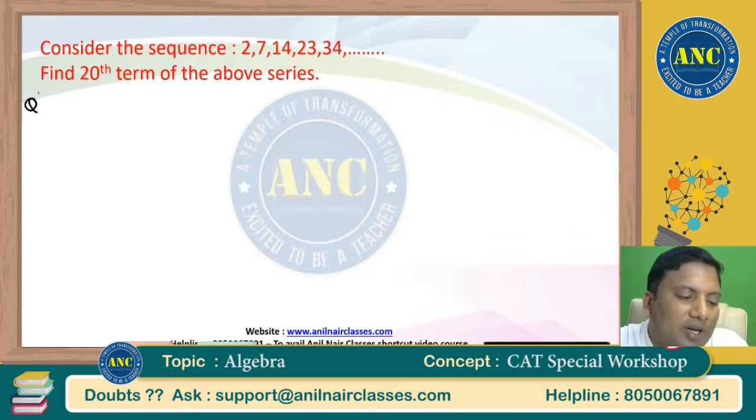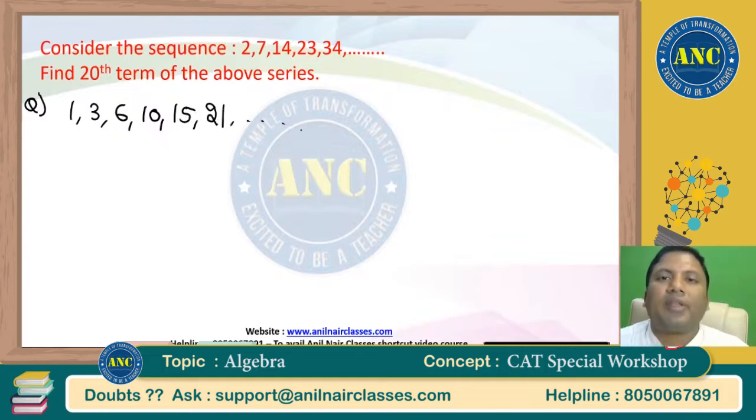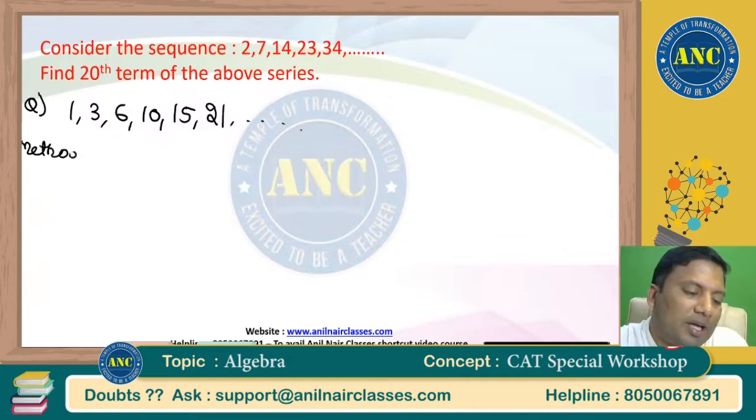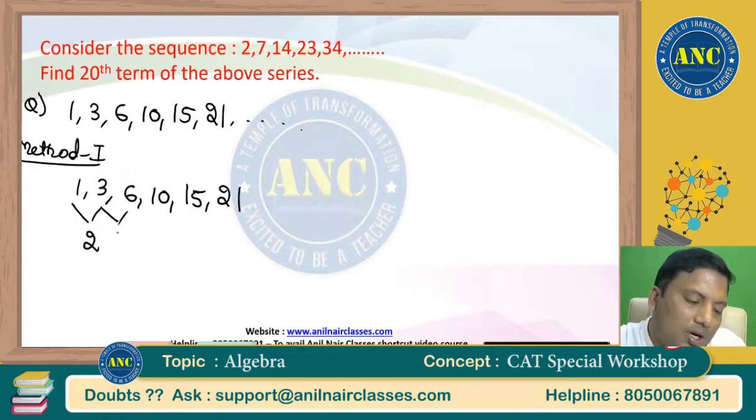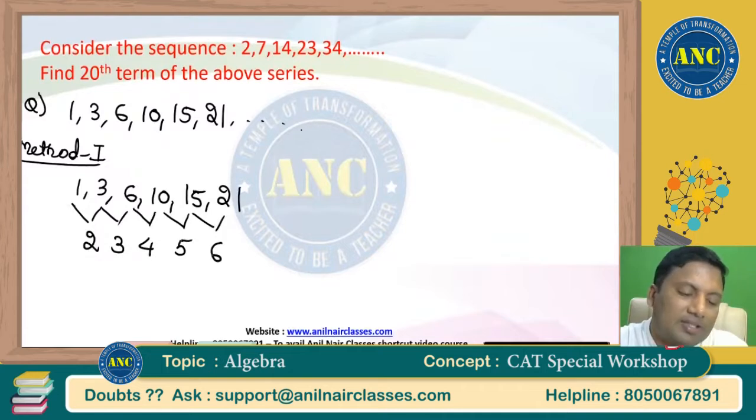What is the question that we are solving? 1, 3, 6, 10, 15, 21. Listen carefully. First I will tell you a traditional method, method 1. Then I will tell you method 2. Listen carefully, sir. While solving, it will be very easy for you. 1, 3, 6, 10, 15, 21. The differences are 2, 3, 4, 5, 6. The second differences are 1, 1, 1, 1.